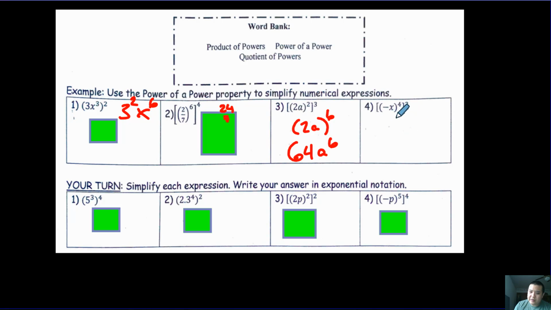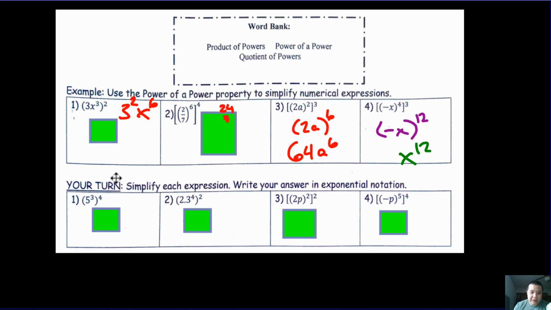And here, negative x to the 4th to the 3rd. This is going to be negative x to the 12th. But remember that this is a negative number, and this is taken to an even exponent. And we know that negatives cancel each other out when we have an even exponent. So our final answer is x to the 12th. This is that special case that we were talking about earlier. Okay. Then we have this down here. Go ahead and try these out on your own.